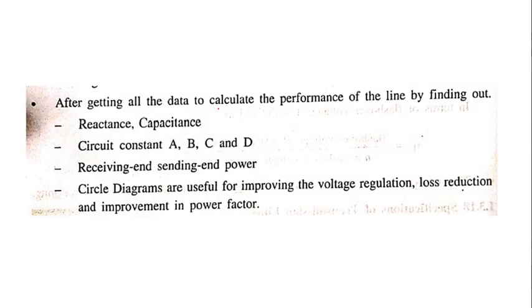After getting all the data, to calculate the performance of the line we are going to find the reactance and capacitance. Then we are going to find the circuit constants, that are the A, B, C, D constants. Then we are going to find the receiving end voltage and sending end power. Circle diagrams are useful for improving the voltage regulation, reducing the losses, and improving the power. So all this data we are going to calculate in an example, or whenever we estimate our transmission line, we can study it with the help of a simple example of designing a transmission line.